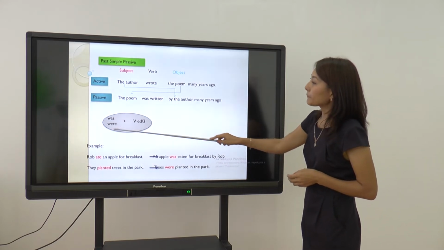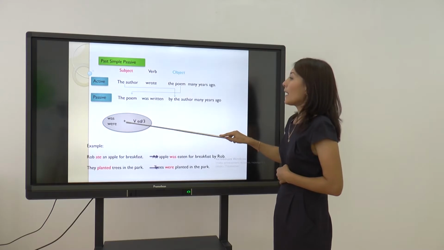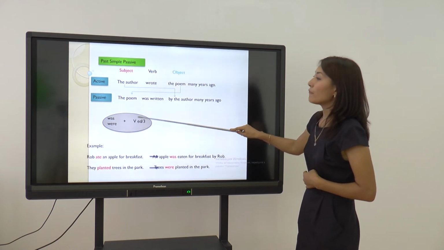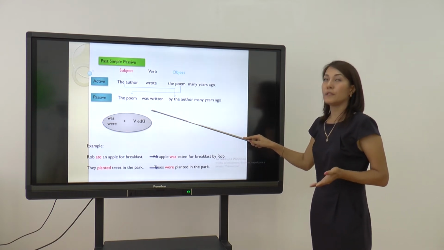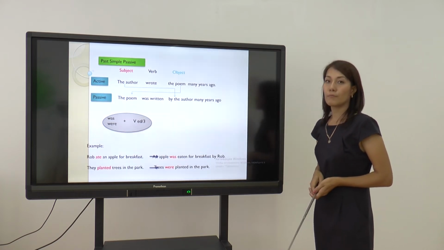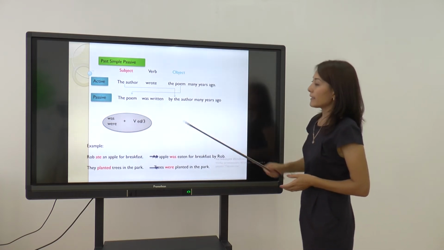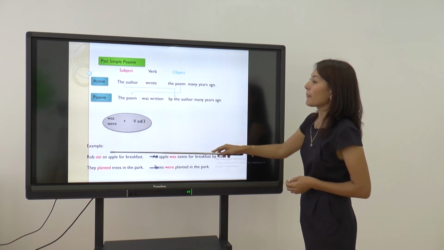Good. And then here, to form passive, we need to be in the past simple. Yes, it is was and were. In singular, it is was. In plural, it is were. And also, we need a verb with the ending ed, or if it is an irregular verb, we need the third form. Okay, and examples.